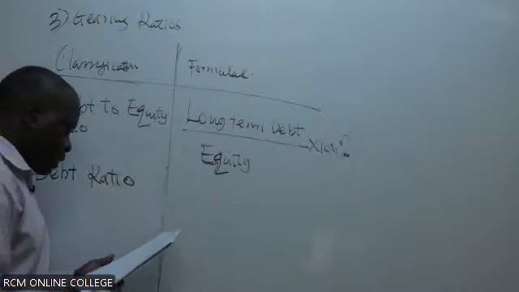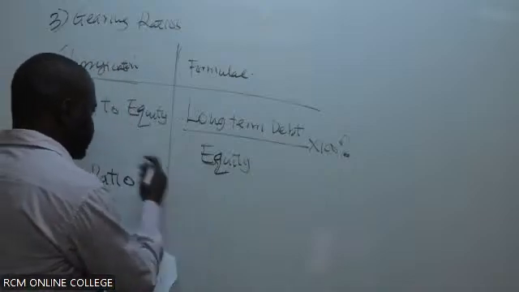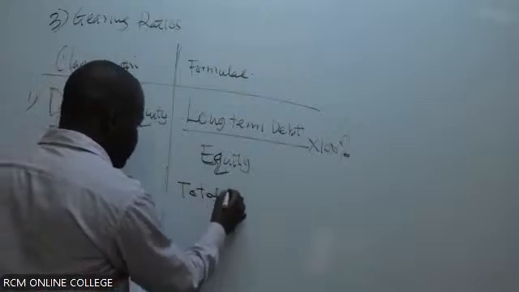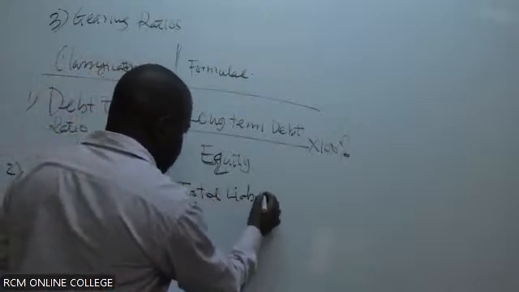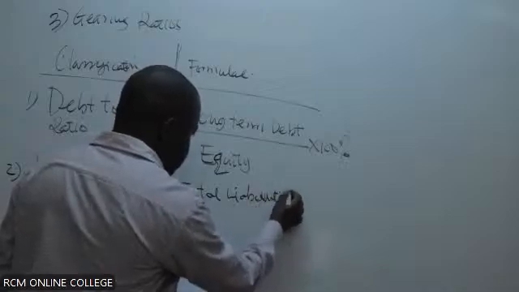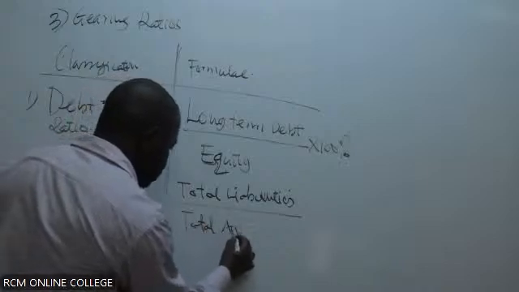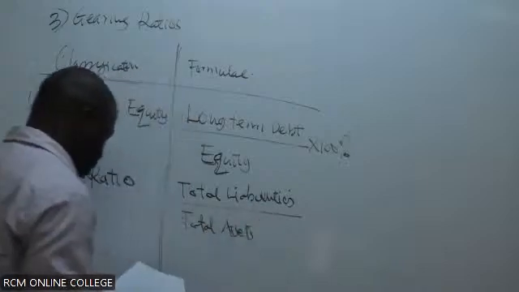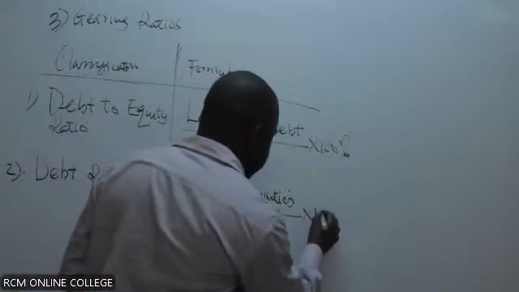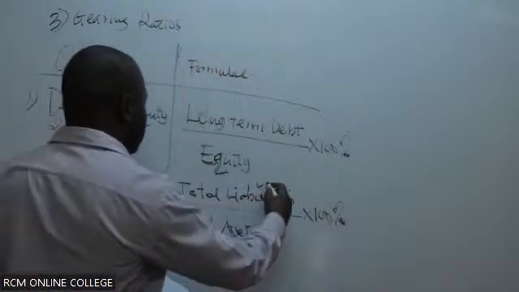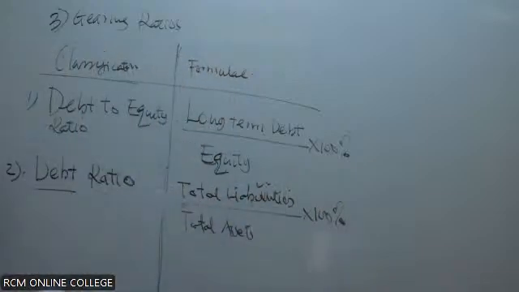So for the debt ratio here, what is the formula? The formula is total liabilities, you divide by total assets, then you multiply by 100%. So total liabilities is what you are liable to pay. You divide by your total assets, then you multiply by 100%.